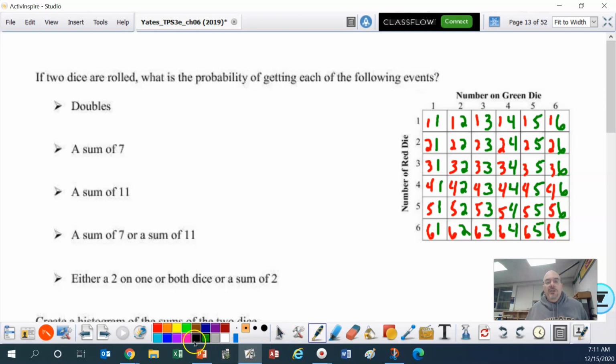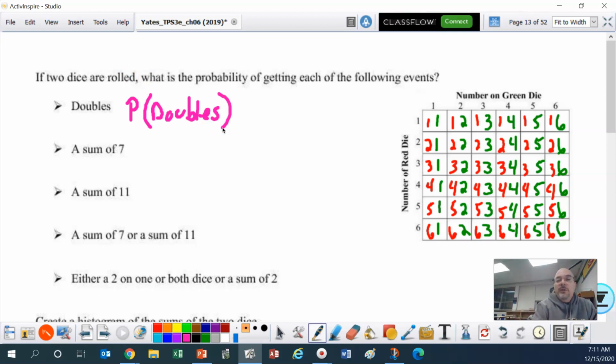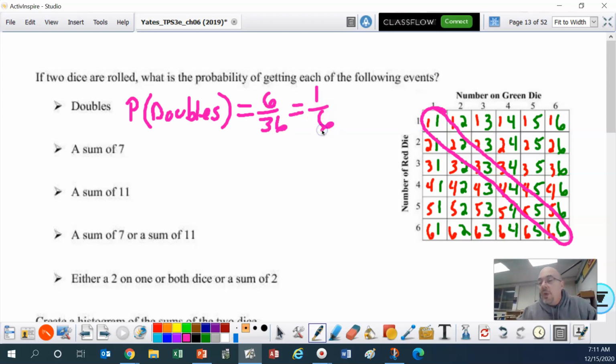So the first question is, what is the probability of doubles? Let me do a little notation here with you. We should put a P for probability and then the word doubles. Doubles is our event, so the event goes in the parentheses. If we look, the doubles are 1,1, 2,2, 3,3, 4,4, 5,5, 6,6. There are 6 of them out of 36, or 1 out of 6. Always reduce. Leave it as a fraction unless otherwise stated.